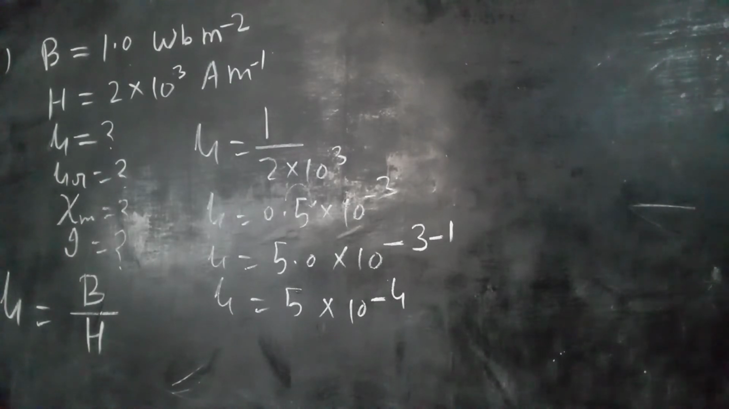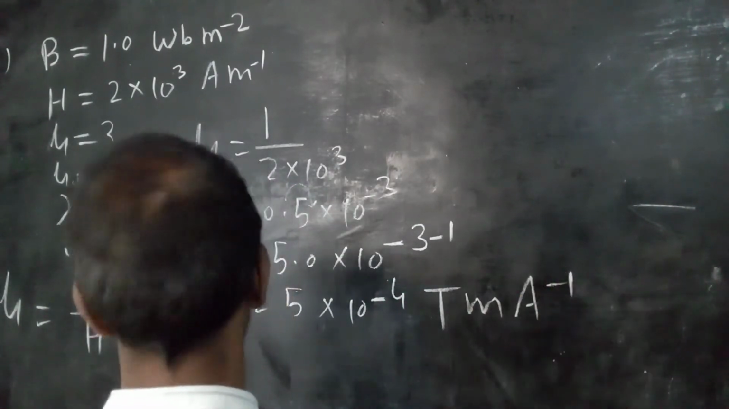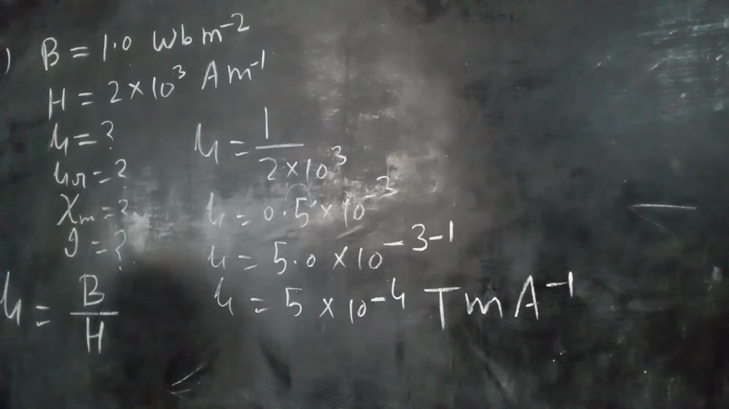5 × 10^-4 Tesla meter ampere^-1. Okay. Next, relative permeability.